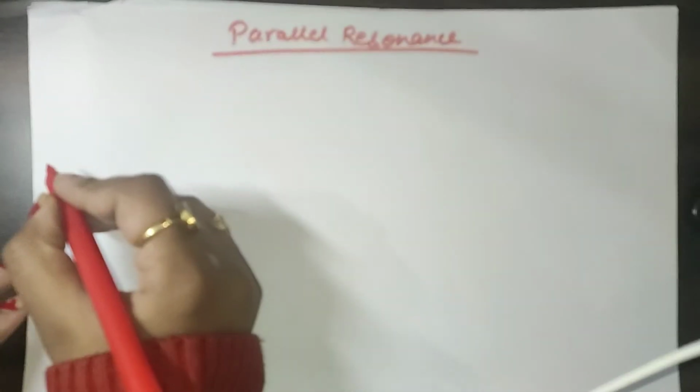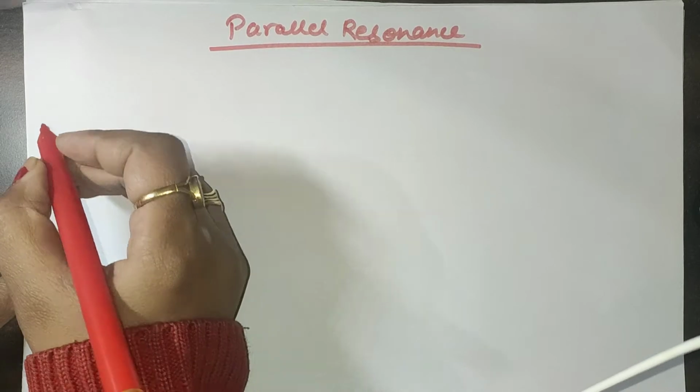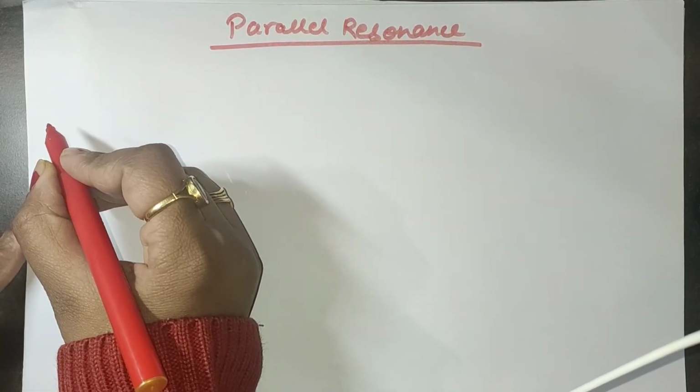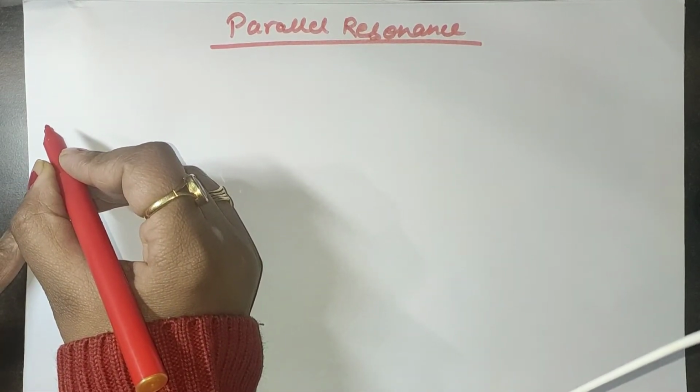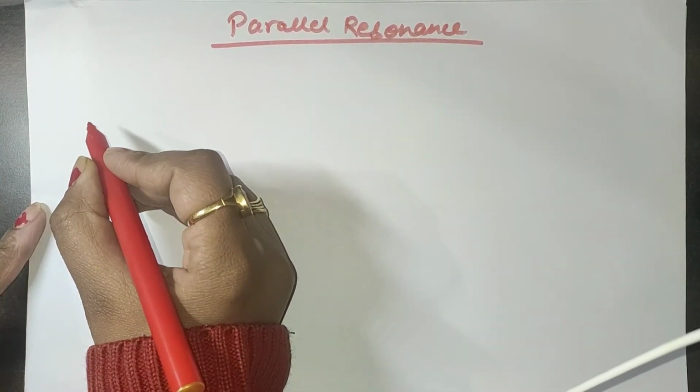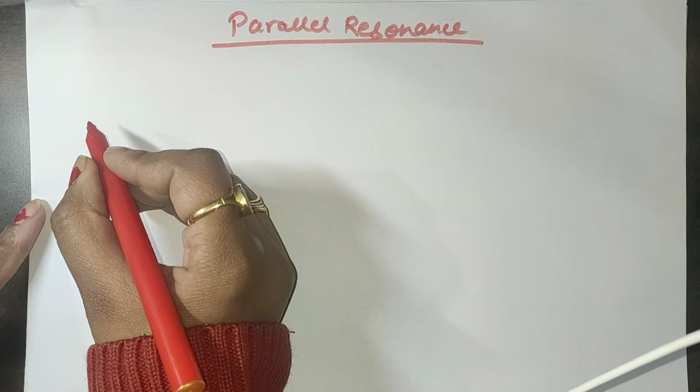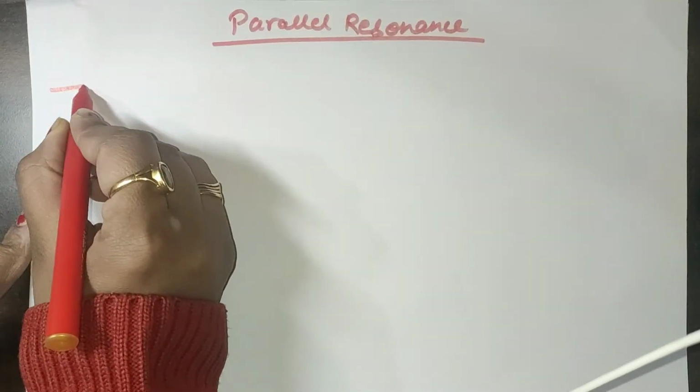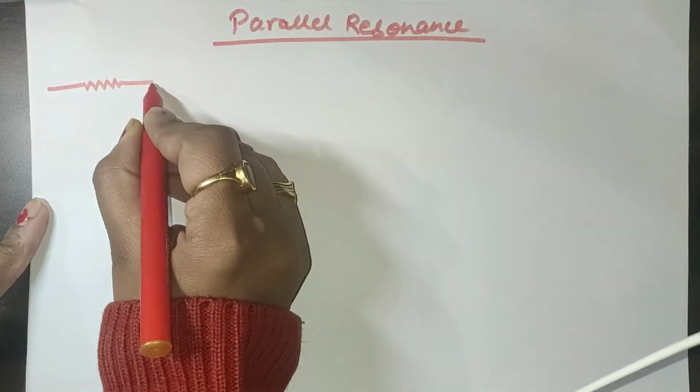Parallel resonance. Consider a parallel circuit containing reactive elements L and C. It is said to be in resonance when the circuit power factor is unity or the reactive component of line current is zero. The frequency at which it occurs is called the resonance frequency, that we have talked about in our series resonance topic.